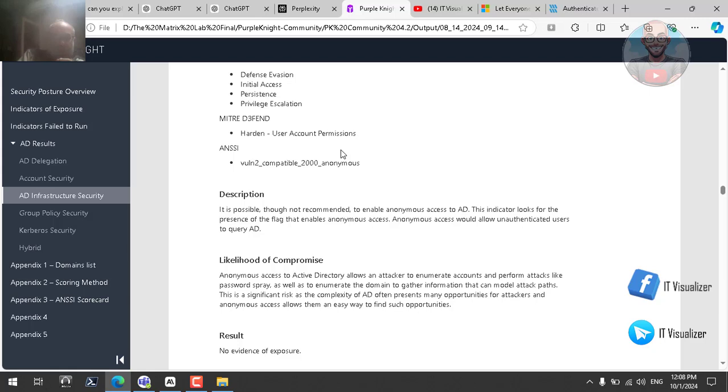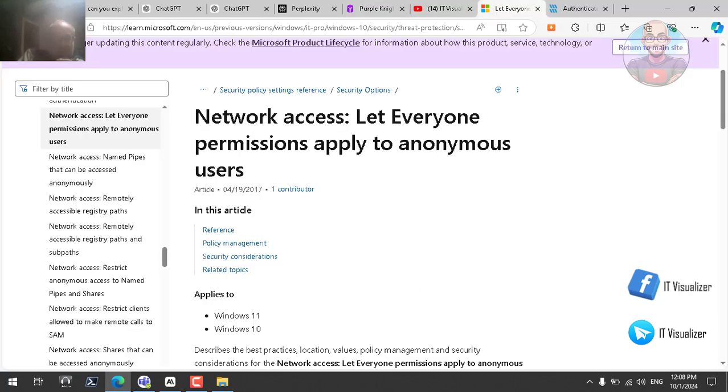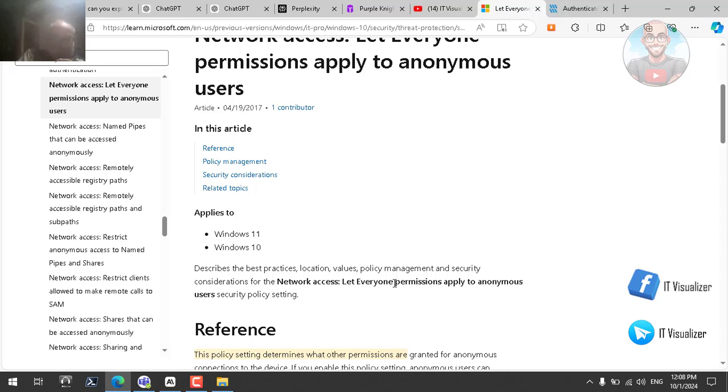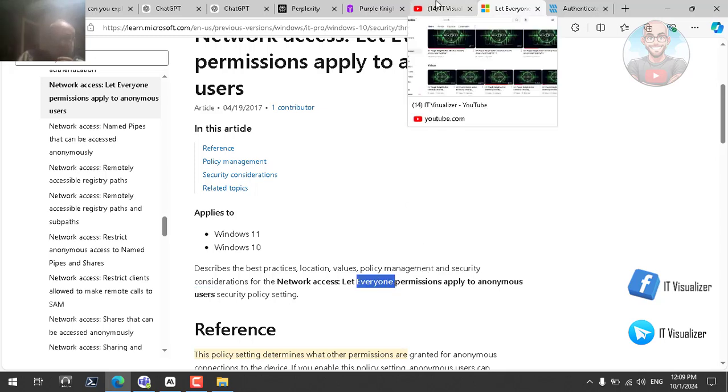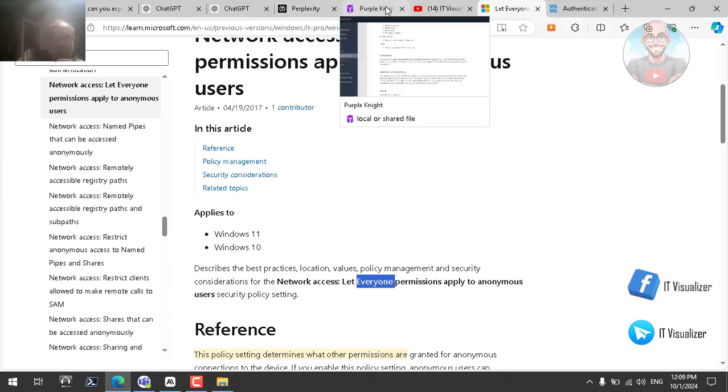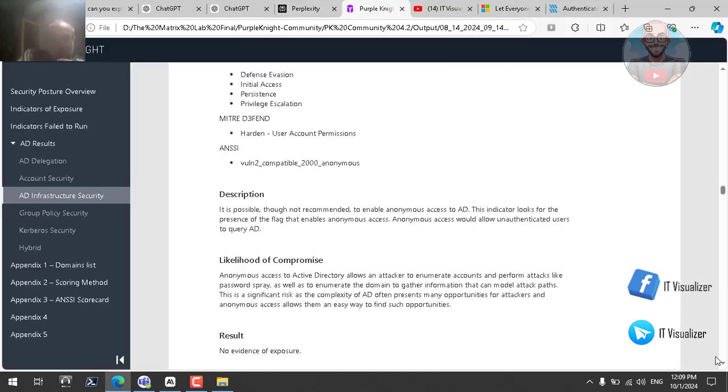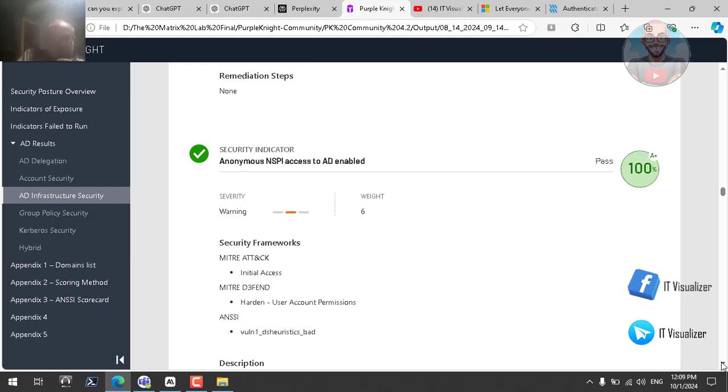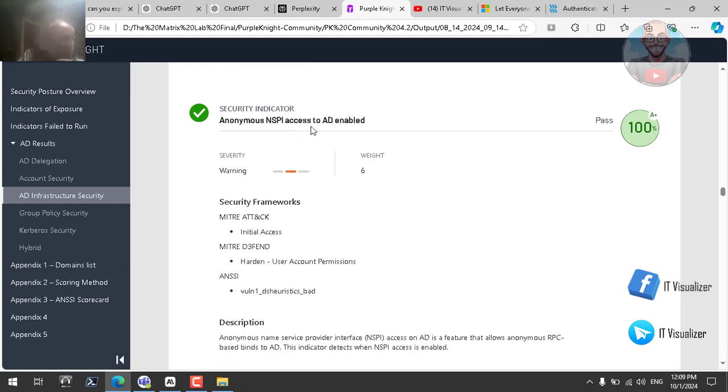And now we know why we need to disable anonymous access to the Active Directory by disabling this group policy: Network access, let Everyone permissions apply to anonymous users. And we have seen what anonymous Everyone permissions can do. Okay, so now we can go to the next test, which is anonymous NSPI access to Active Directory enabled.